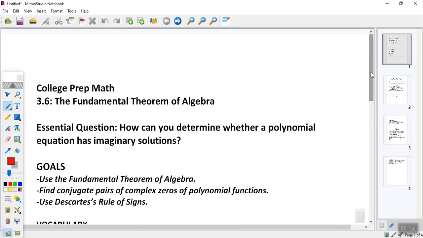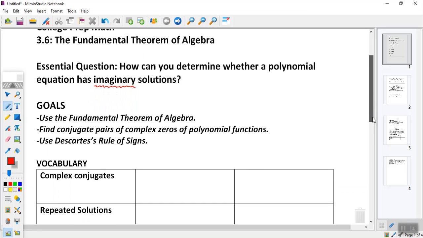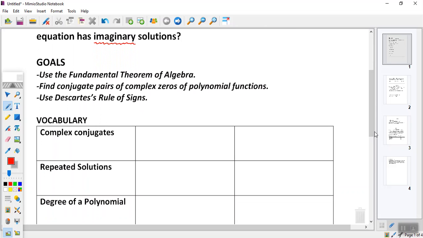Hey, get started here. Section 3.6 is kind of an important one for you guys moving forward. It's titled The Fundamental Theorem of Algebra. Really what we're trying to ask ourselves is how can you determine whether a polynomial equation has what kind of solutions? Imaginary solutions, and I'll show you how they come up with those in a little bit. I think you may have talked about that last year. The quadratic formula gave you some imaginary roots, but we'll refamiliarize ourselves with that as we move forward. So we're going to talk about the fundamental theorem of algebra. We're going to find conjugate pairs of complex zeros of polynomial functions.